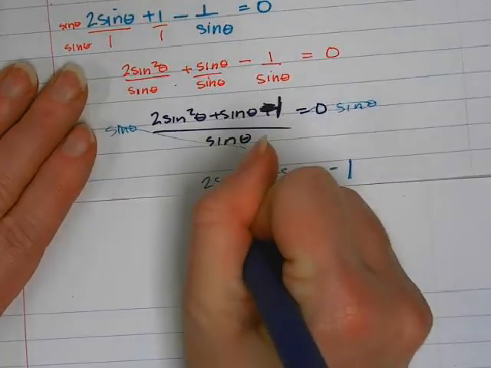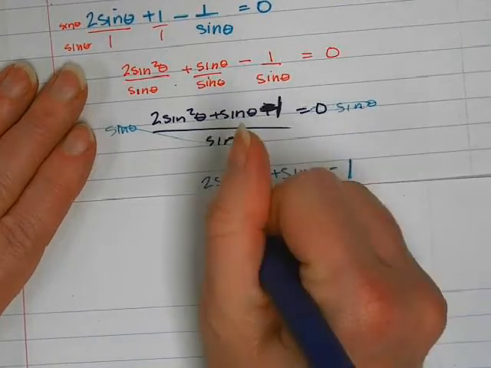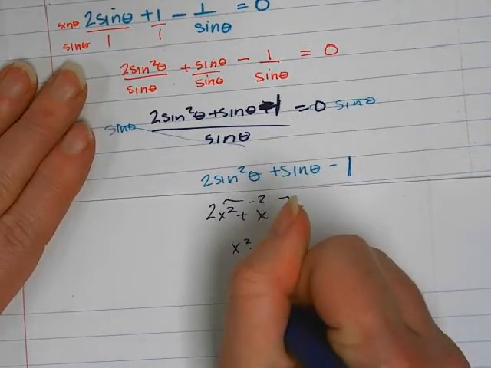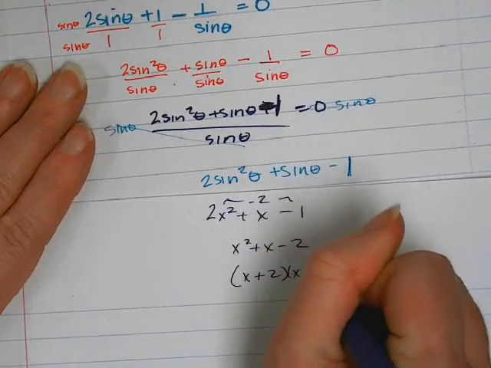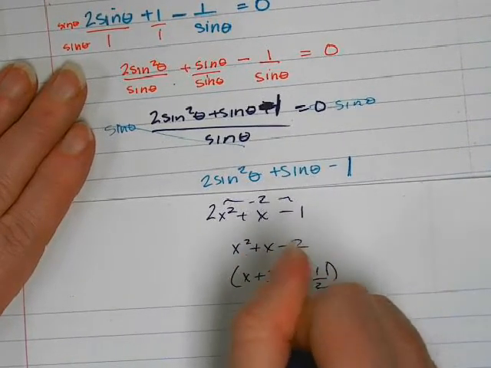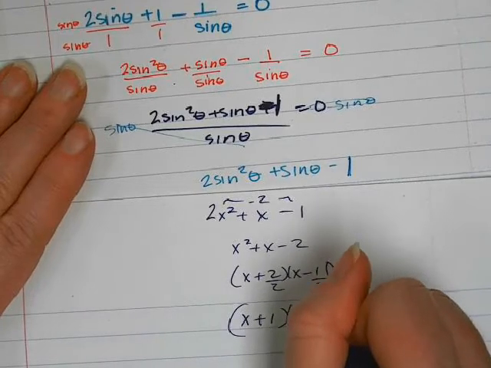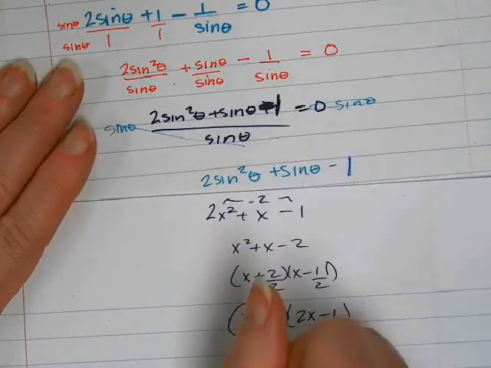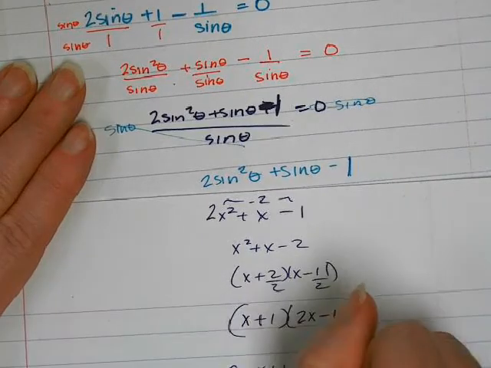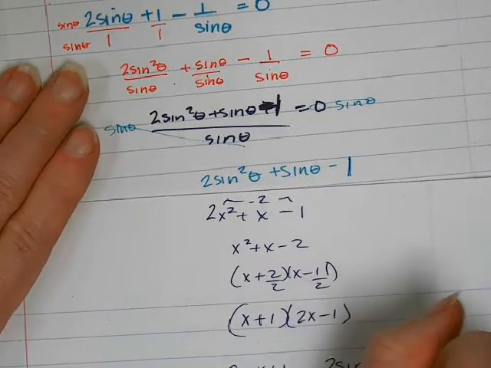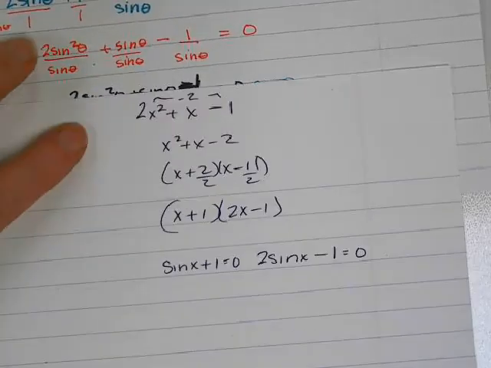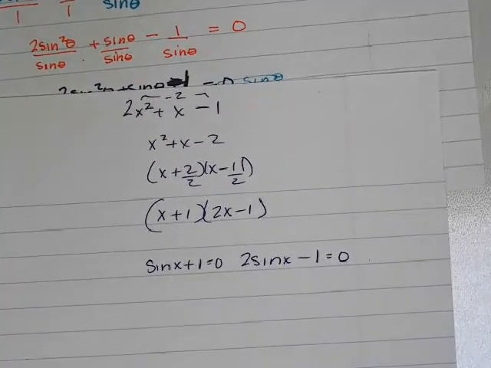So 2x squared plus x minus 1, factor however you know how: x squared plus x minus 2, that's x plus 2, x minus 1, bring the 2 back. So my factors are x plus 1 and 2x minus 1. Now I'm going to put the sine back. So it would be sine x plus 1 and 2 sine x minus 1. Both of those get set equal to 0. Those are your two factors.